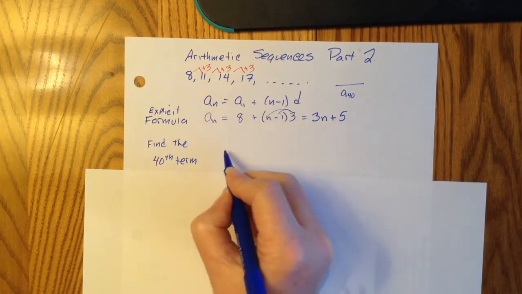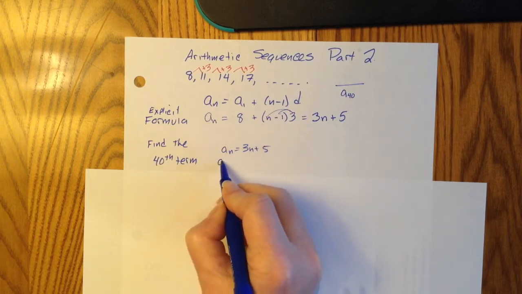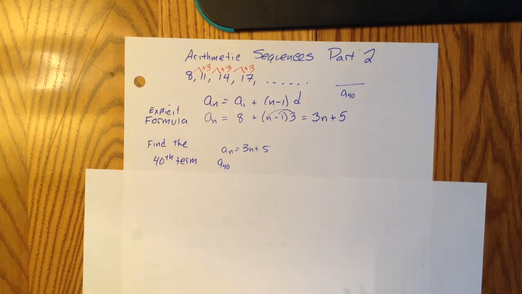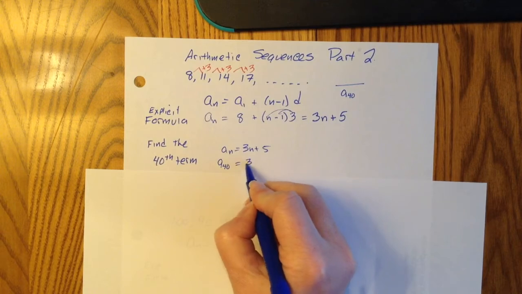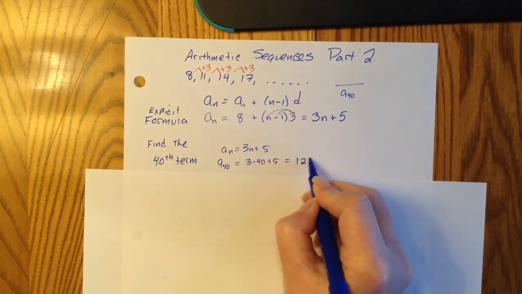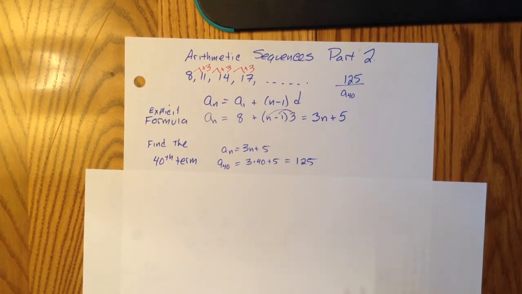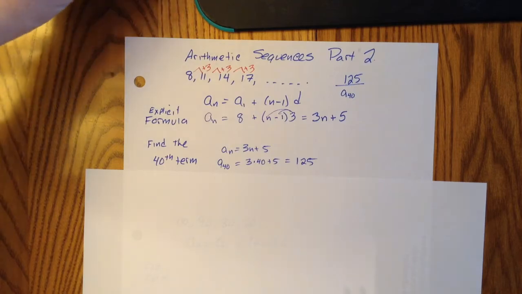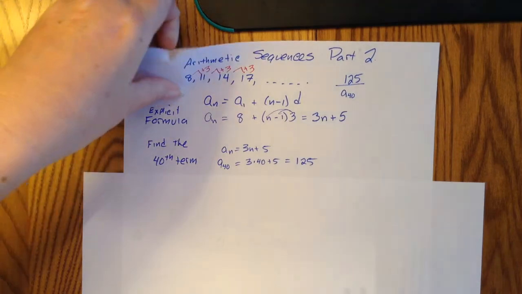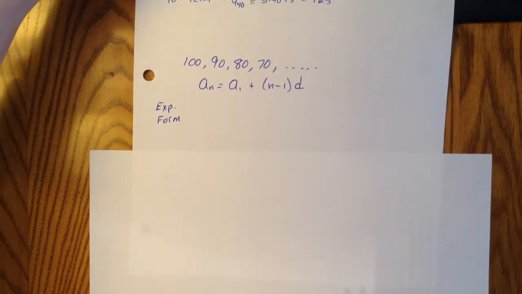We use the formula. If a sub n is 3n plus 5, then the 40th term, also known as a sub 40, is just 3 times 40 plus 5. That's 125. Look, I found the 40th number without having to go 40 places over. Hey, if it works with 40, it'll work with 400. Yeah, it will. Hey, let's do another example just to see if we can really get this. Awesome. Here's my next example.